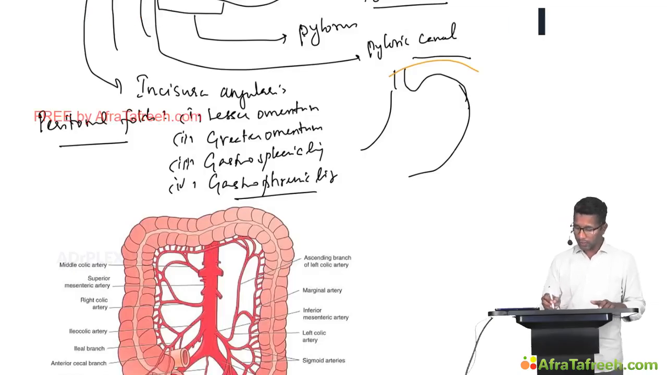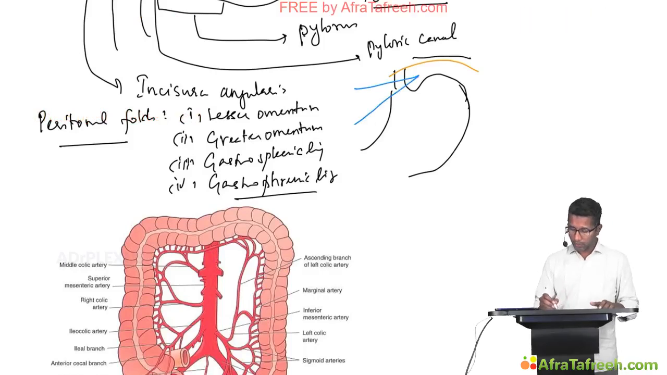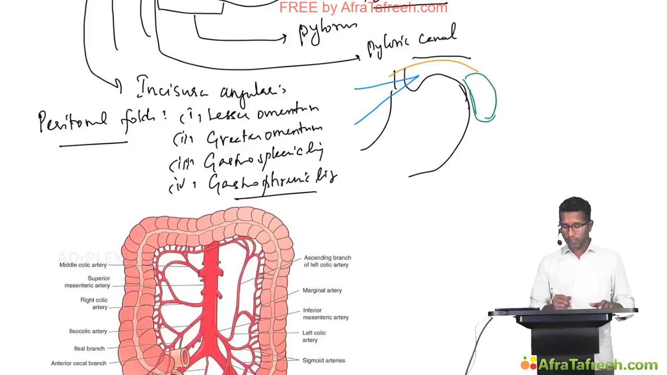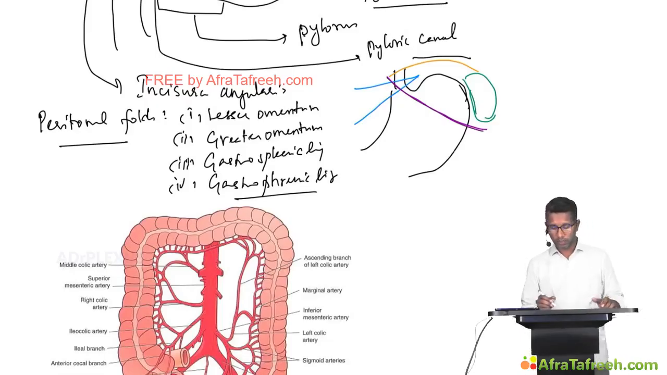It is also related to the left lobe of the liver on the left side. It is also related to the spleen on the left side. And anteriorly what you have are the costal margins.